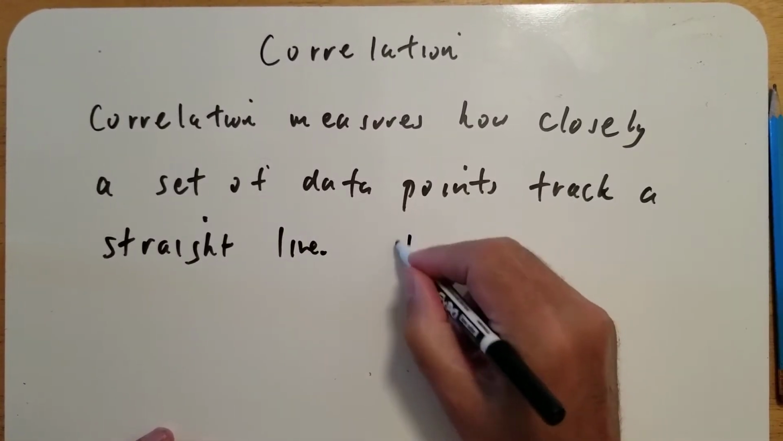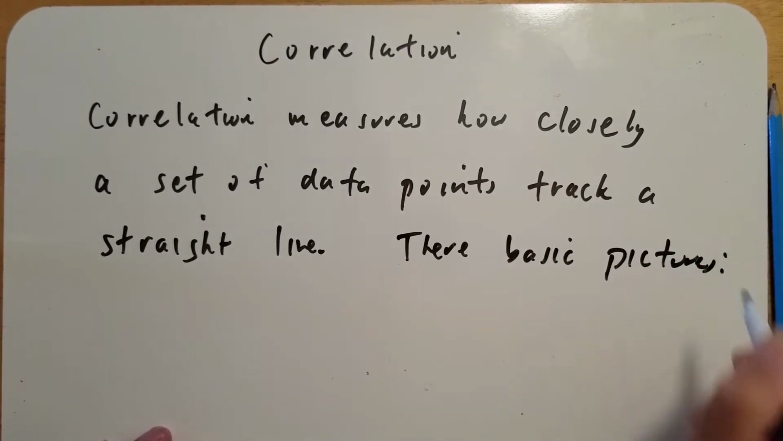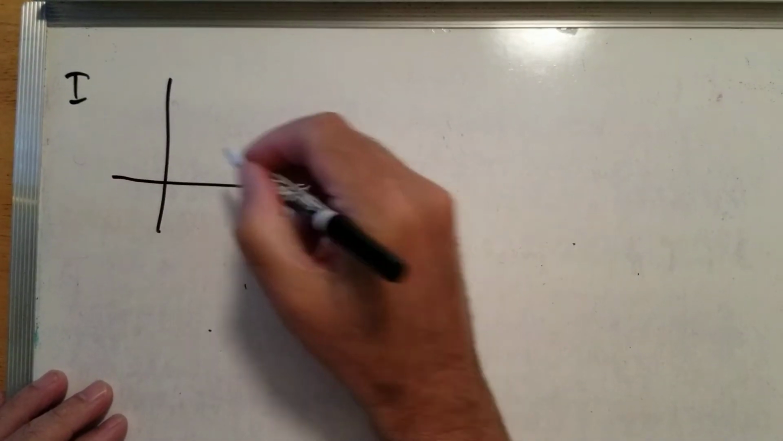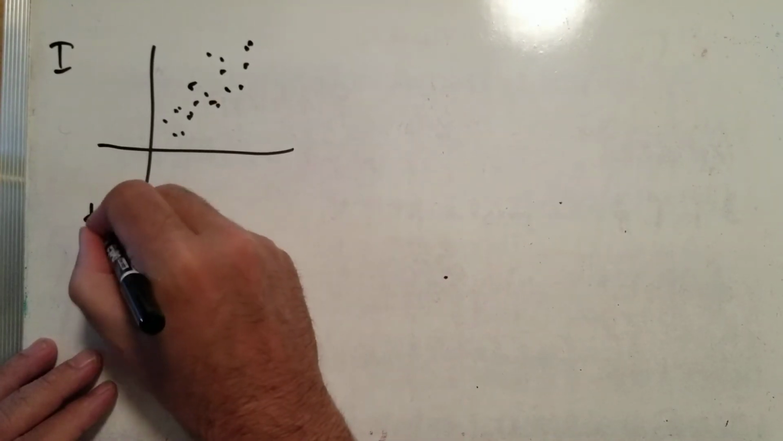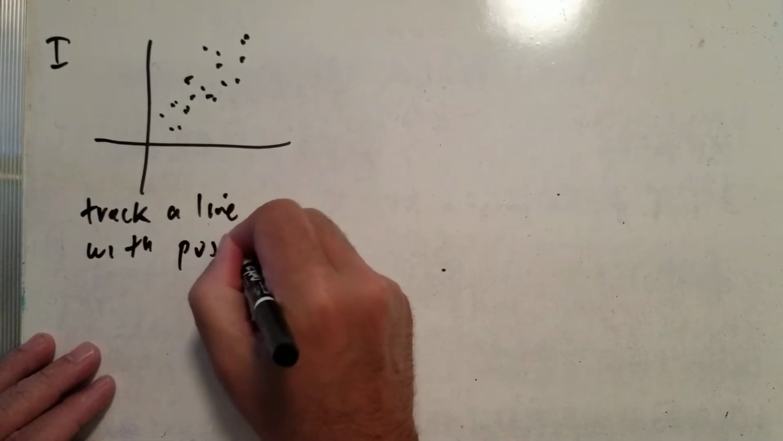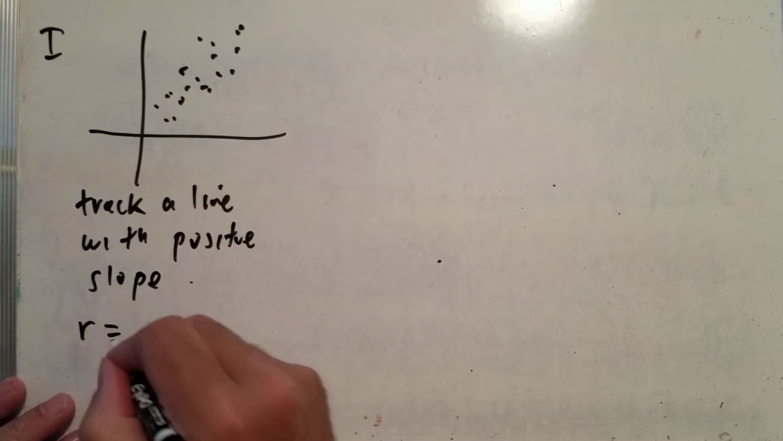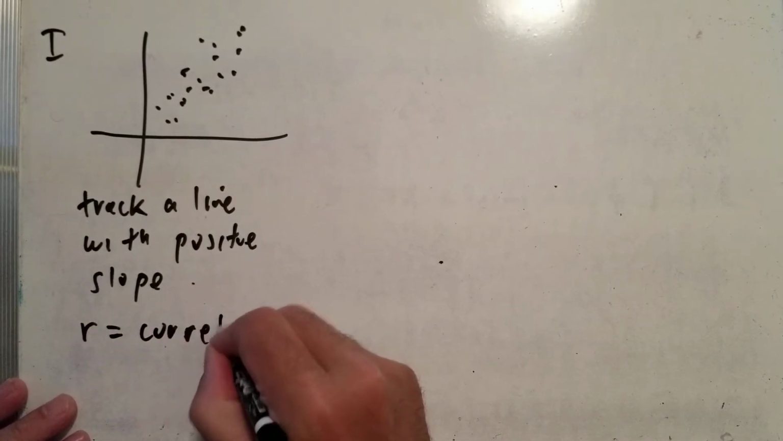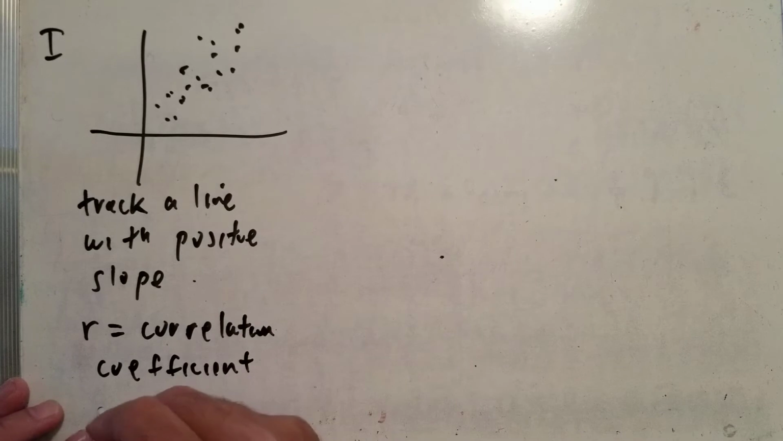And I guess there are three basic examples, three basic pictures. Maybe I can put them all on one board here. So here's picture number one. Okay, so these points track a line with positive slope. And in that case, the correlation coefficient R would be close to one.